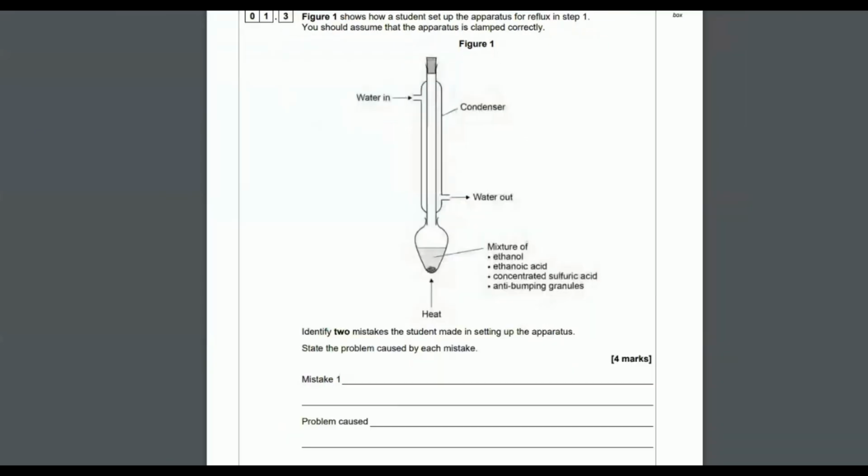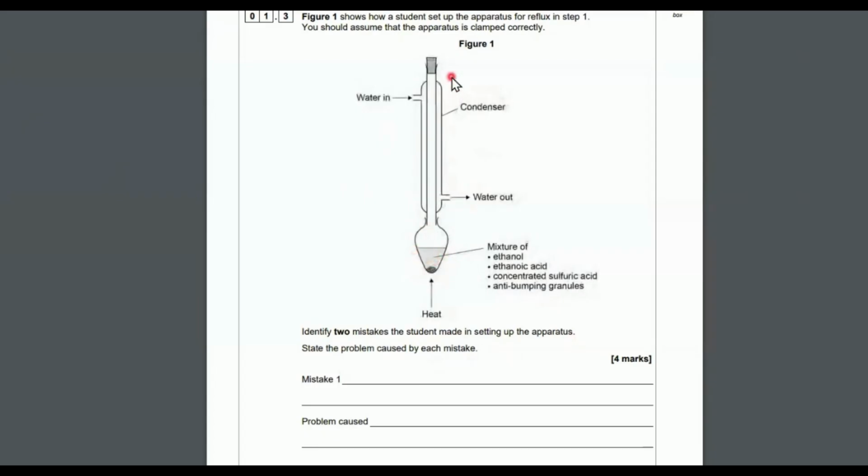1.3. Let's shrink that down a little, and again, so we can actually see what's going on here. 1.3, figure 1, that's this figure here, shows how a student set up the apparatus for reflux in step 1. So this is the reflux where we've got the ethanol, ethanoic acid, we've got the catalyst, the concentrated sulfuric acid, we've got anti-bumping granules in there as well. You should assume the apparatus is clamped correctly. So we've got clamps on here. Identify 2 mistakes the student made in setting up the apparatus. State the problem caused by each mistake.